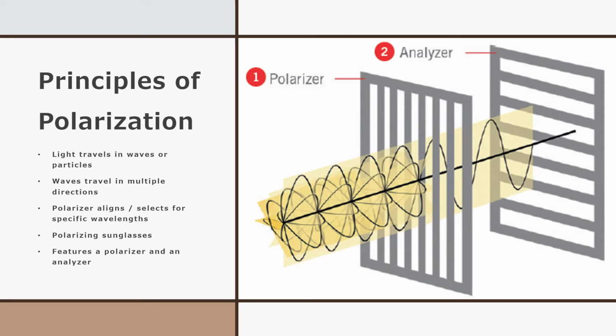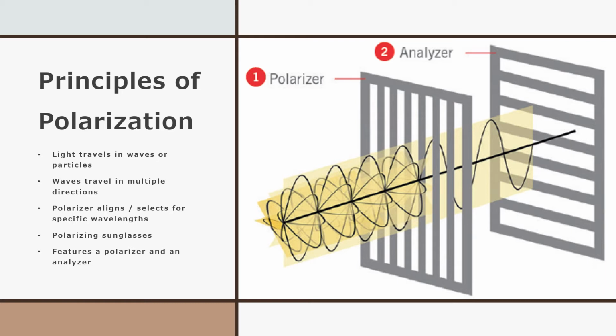A polarizer is basically just a box here with slits in it, so that only wavelengths of light that are going in a direction parallel to the slits can go through. Wavelengths that are side to side to it, perpendicular, cockeyed to it, diagonal to it, whatever, are just blocked. Only stuff that's going the same direction as the slits can get through. So it aligns wavelengths and it selects for specific wavelengths.